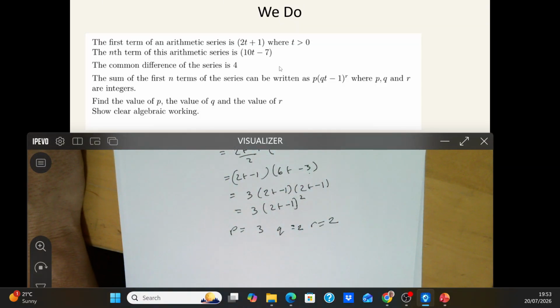Brilliant. Now go back to the website. There's 2 more questions, at least in the booklet. Have a go. Well done.